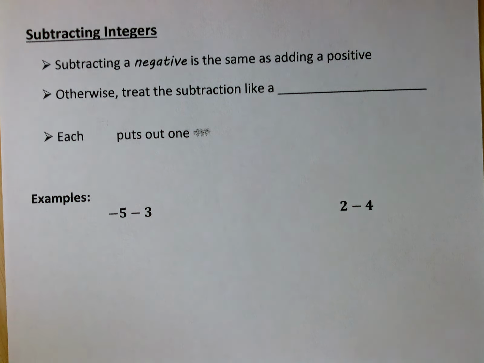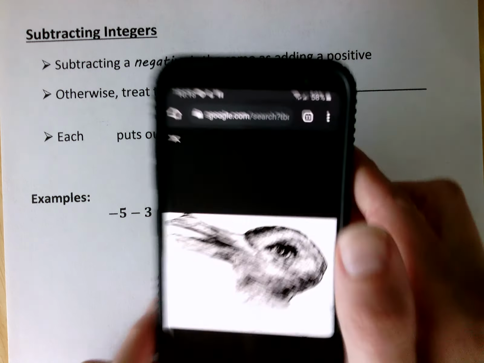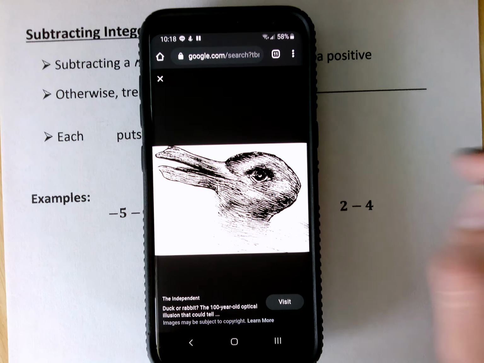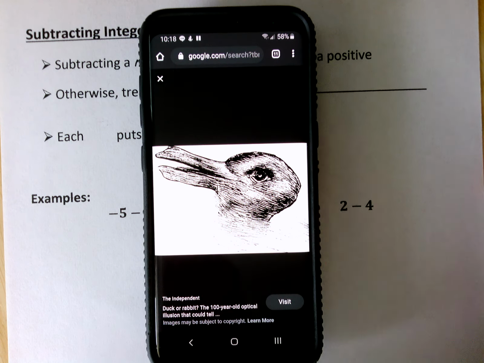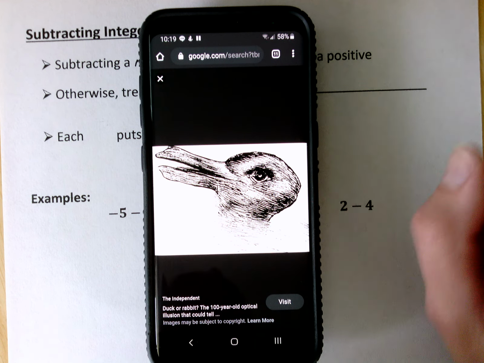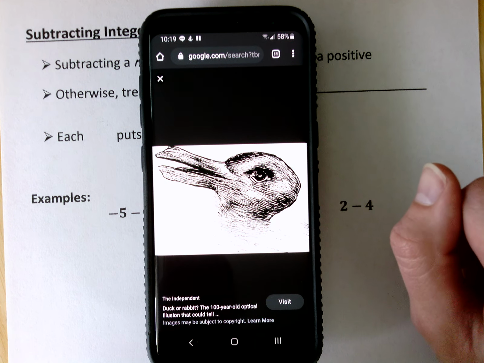Okay, now the first thing that I want to show you is a little off topic. This is a really, really old picture that is considered an optical illusion. So hopefully when you looked at this, you saw a picture of something. You probably saw one of two things: you either saw a duck or you saw a rabbit. The thing about this picture is that it's both, right?